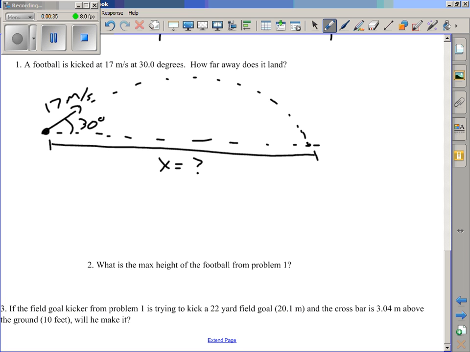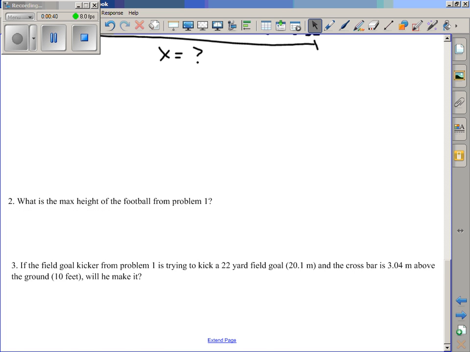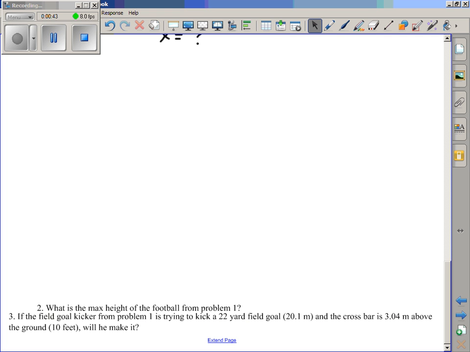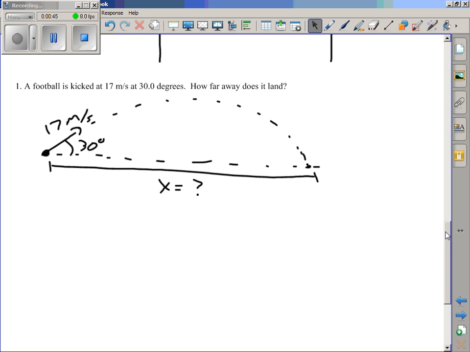Alright, so let's go through our process. In the x-axis, what do I know? What is the velocity in the x-axis? It's constant. Good. It's going to be 17 cosine 30. We are looking for the displacement and we don't know time.